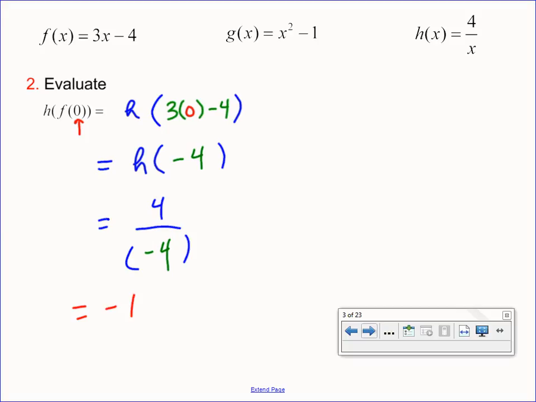I'm dying to know who had negative 1 already. Anybody have negative 1 already? Yes! Good job, you guys. You're doing great. Thank you. And we're 1 to go.